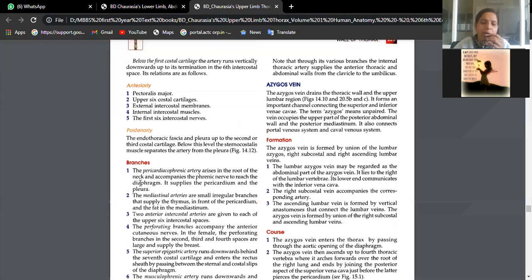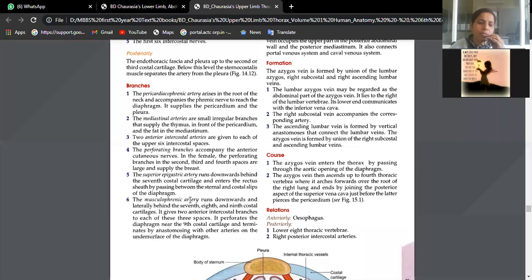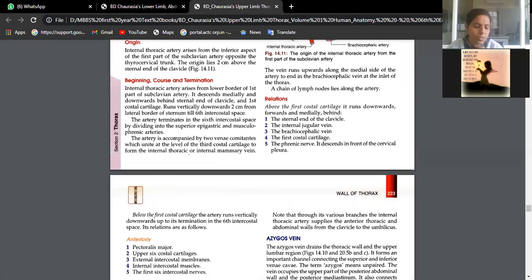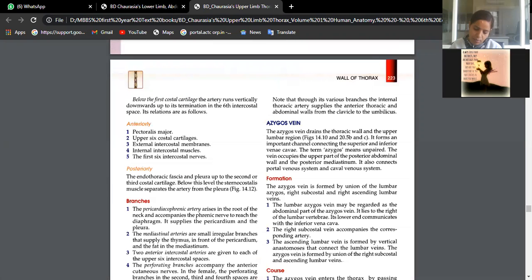Distribution according to their names: pericardiophrenic supplies the pericardium and the diaphragm. Mediastinal arteries supply structures in the mediastinum. Intercostal arteries supply the structures in the intercostal space, that means intercostal muscles. Perforating branches supply the mammary gland. Superior epigastric artery supplies the rectus abdominis muscle because it enters the rectus sheath. Musculophrenic supplies the lower 3 intercostal spaces. So that is all about internal thoracic artery.